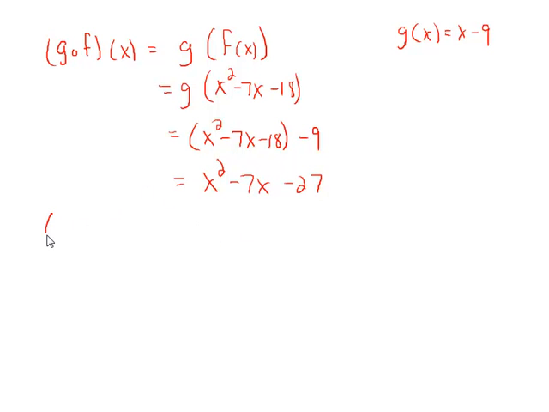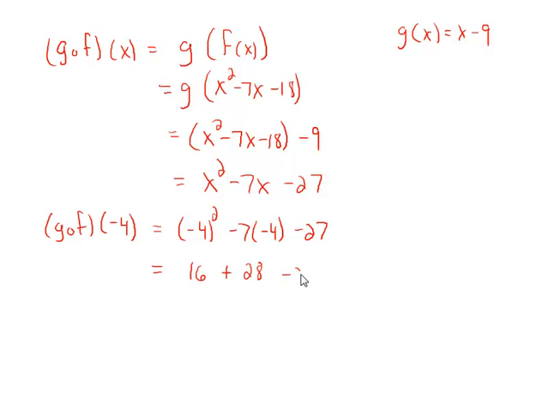Now we were asked to find g of f of negative 4. So we're going to plug in negative 4 for x and simplify. Negative 4 squared is 16, minus 7 times negative 4, that's the same as plus 28, minus 27, and that all works out to be 17.